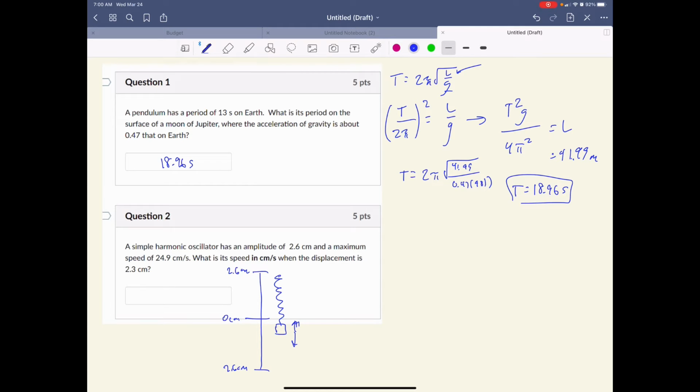It says the maximum speed is 24.9 centimeters per second, and it's asking you, basically, how fast is it going when it's right here? Which, of course, is going to be the same speed it's going to be going when it's up there, just in opposite directions. So we're interested in the velocities here. And again, you don't have to solve it twice. I'm just pointing out that there are two positions where it's going to have the same velocity.